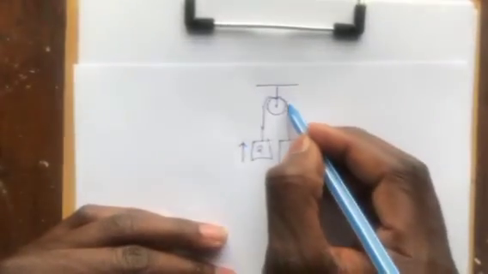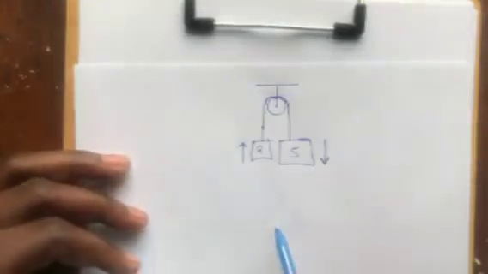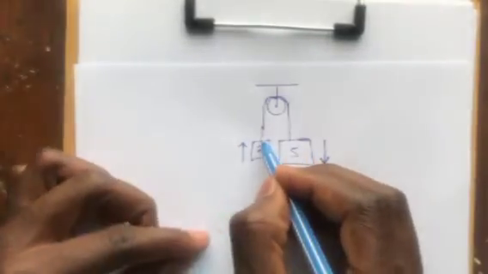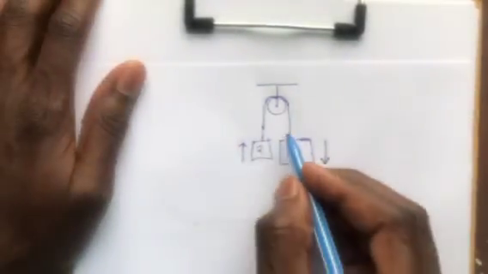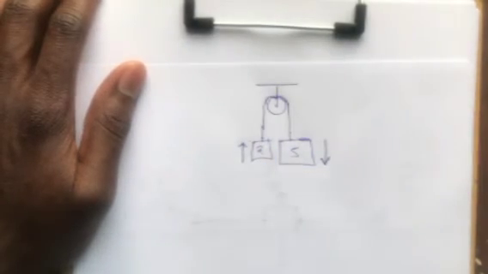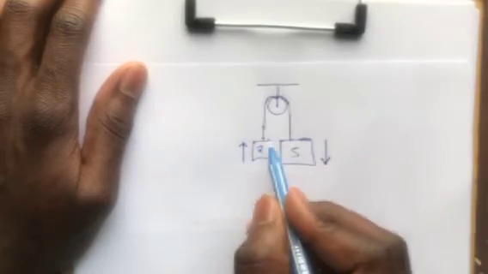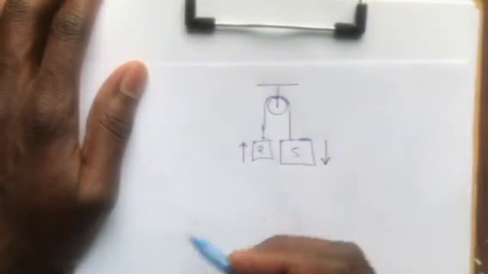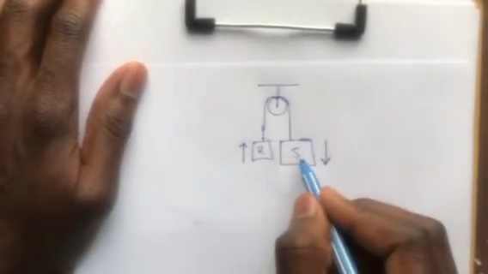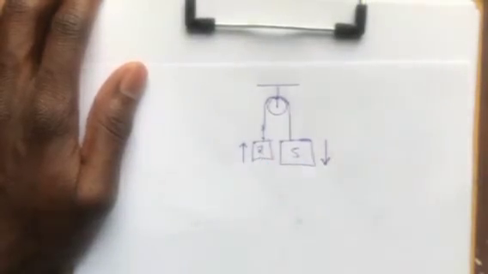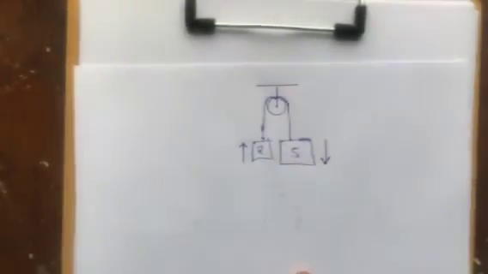Why? Because these two are connected to the same string. The tension in the string becomes the same. So the tension is going to be the same. In fact, including the acceleration itself, it will also be the same. Why? Because the acceleration this one is going to have will be equal to the acceleration for this one.